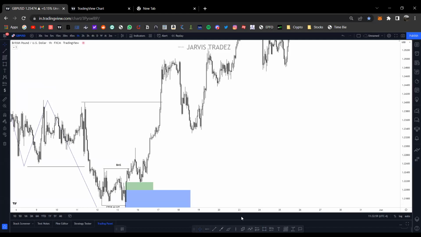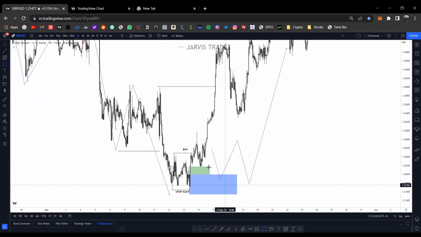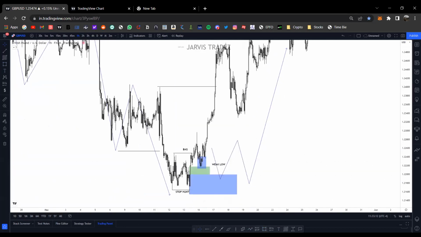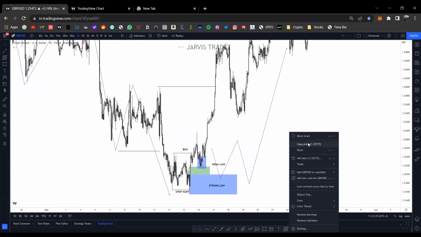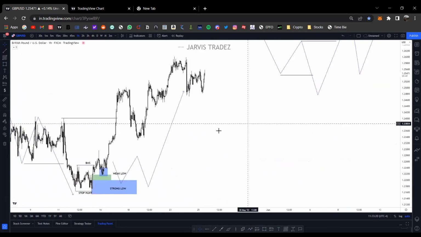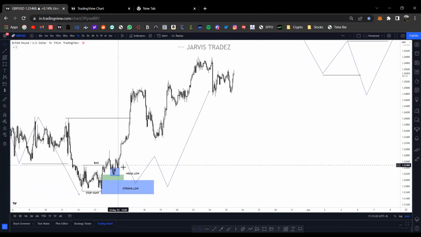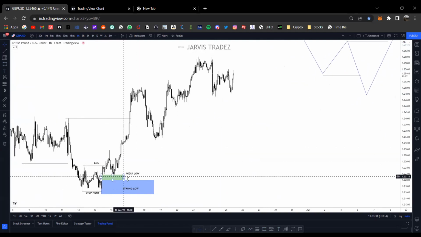So I will look for buys somewhere around here, because this is the weak low, as I explained, weak low, and this will be the strong low, as I have explained before to you. Okay, so I will be looking for buys here. So this will be my point of interest for buys on GBP USD and this will be the liquidity area.